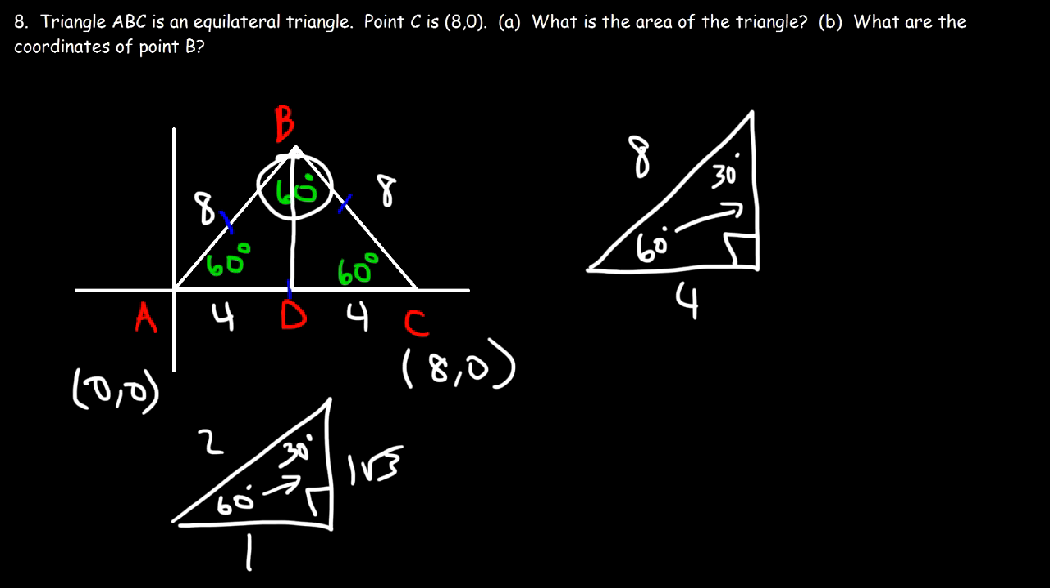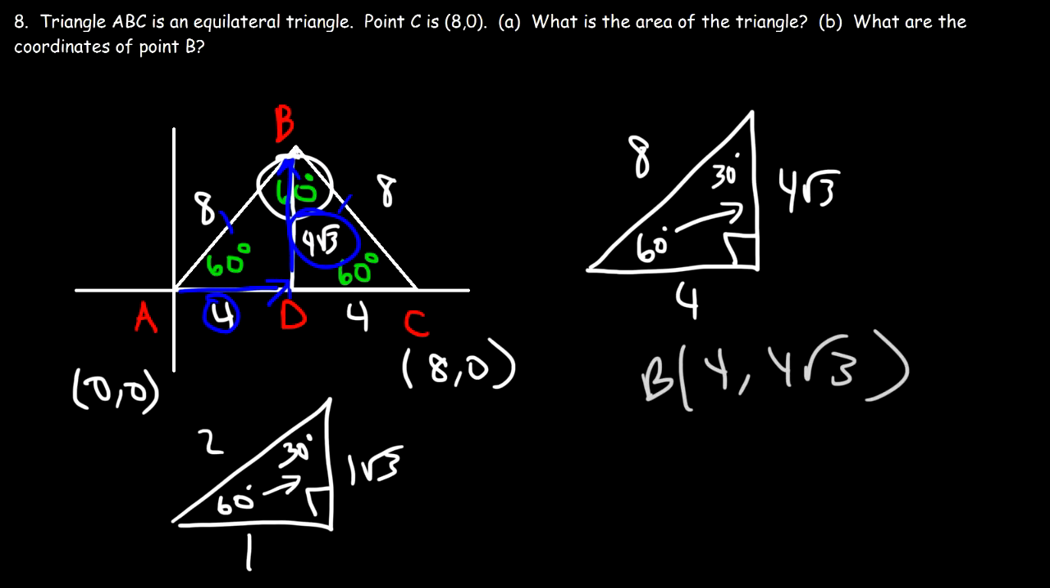Across from the 60-degree angle, it's going to be whatever this is times the square root of 3. So BD is 4 square root 3. So now we have the x coordinate of point B, it's 4, and the y coordinate is 4 square root 3. So the coordinates are (4, 4 square root 3). So that's the answer.